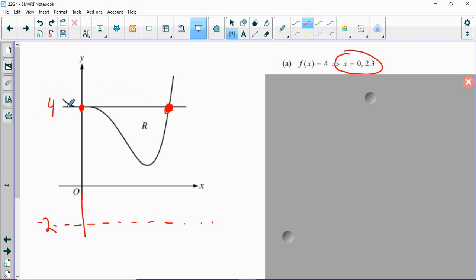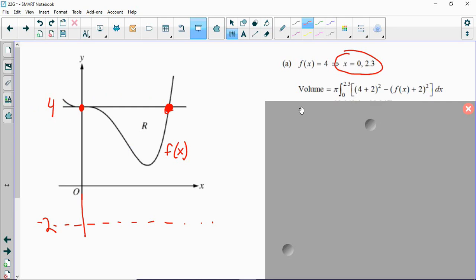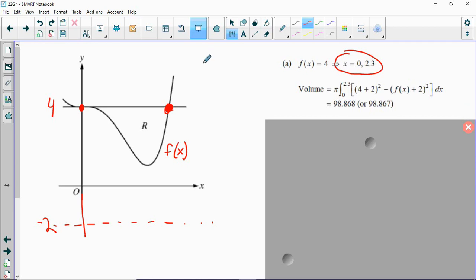And then the bottom function, instead of being that quartic function, which let's just call f of x for short, what would that bottom function be? Well, again, it would be shifted up 2 units. So we would now have f of x plus 2. And that's exactly the integral that we're going to work out. The endpoints are going to be 0 and 2.3. We're multiplying by pi. Our first function becomes 4 plus 2 squared. Our second function is f of x plus 2 squared. You grab a calculator, you do all that, and you get one of these two answers. The AP is so cute, they don't even require you to round correctly.